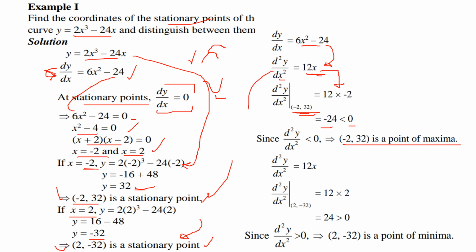So we come back and we get the second derivative, and then we substitute for the value of x in our second point, which was (2, -32). So we shall substitute for 2. And putting 2 here, we are going to get positive 24. Now, since positive 24 is greater than 0, that point is called a point of minima, or a minimum point. So we conclude that since the second derivative is greater than 0, (2, -32) is a point of minima.